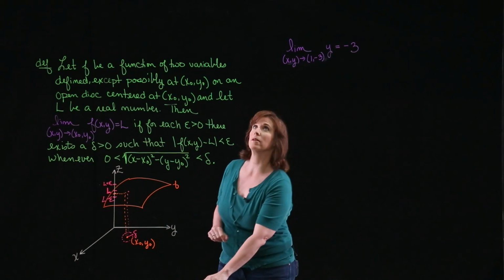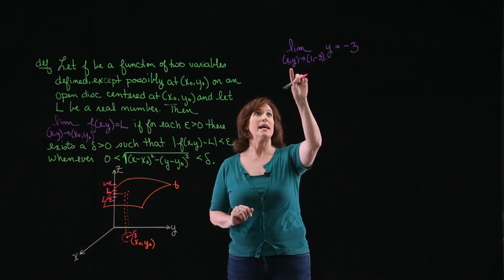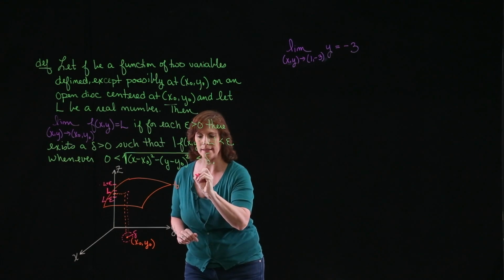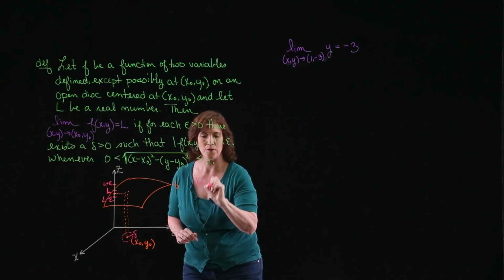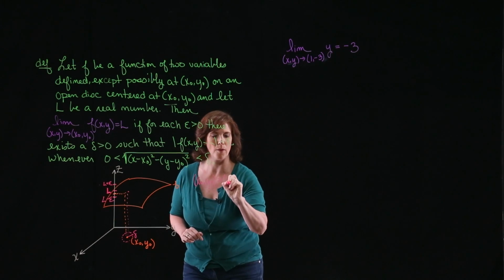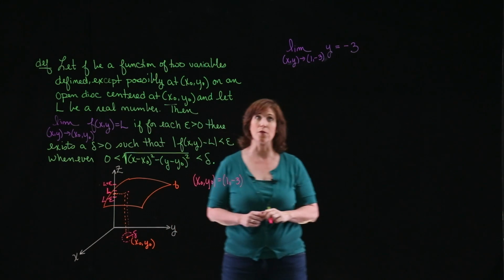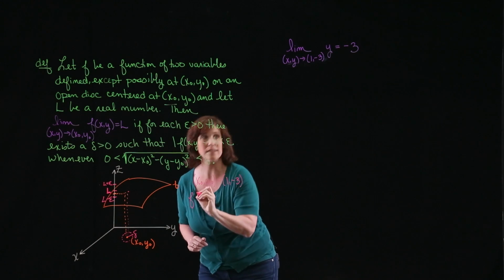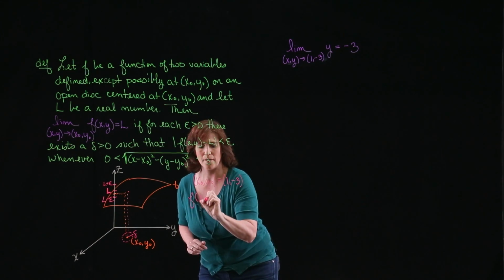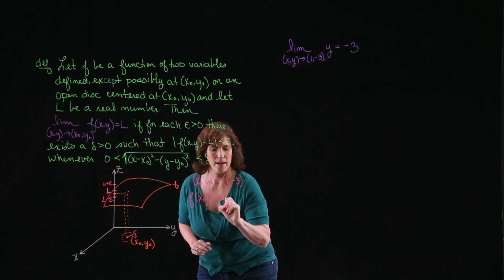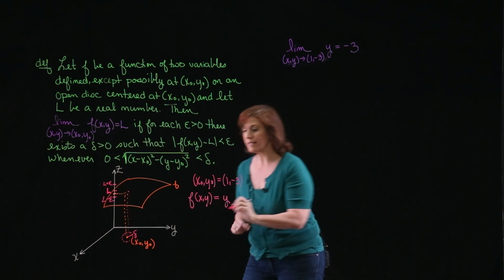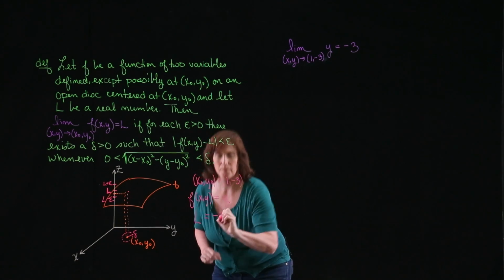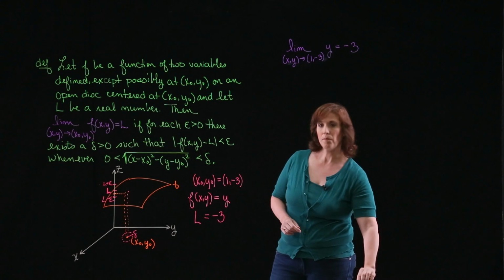In our specific problem, I have the limit as (x, y) approaches (1, -3). So my (x0, y0) for this problem is the point (1, -3). The function that I'm trying to take the limit of is the function y. So my function f(x, y) is simply y. And in this case, I'm hoping to show that the limit equals -3.